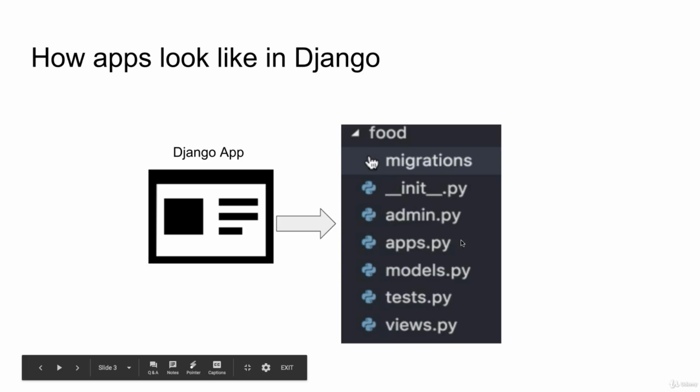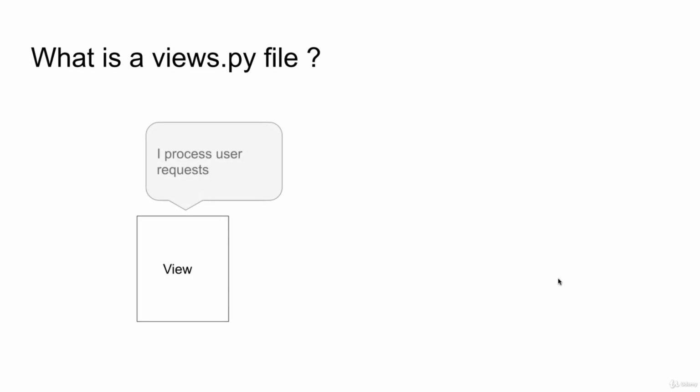Amongst these files right here, the most important file which we are going to talk about first is the views.py file. Now let's understand what exactly the views.py file is. The views.py file, or a view, is actually something which processes the user requests in Django.